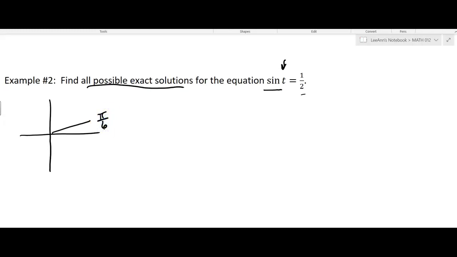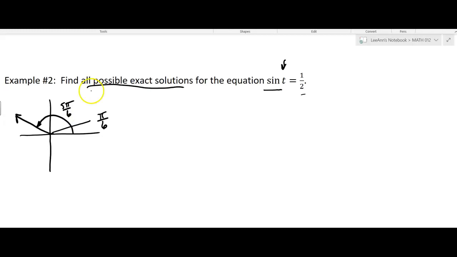Now you could have a question, why aren't you doing it in degrees? Why are you doing radians? They usually put it in radians. I don't know that there's a specific reason, but the sine of pi over 6 is 1/2. The other quadrant where sine is positive is the second quadrant, and so you're going to need that angle, which is going to be 5 pi over 6.